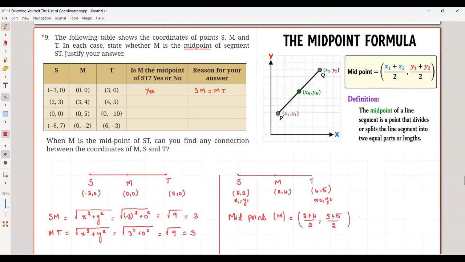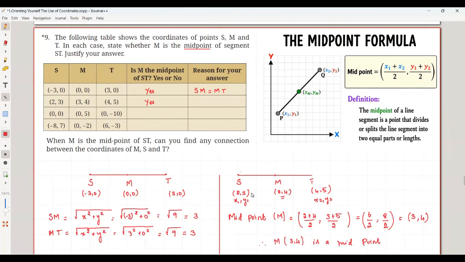Now just simplify. 2 plus 4 is 6 by 2, comma 3 plus 5 is 8 by 2. 6 by 2 is 3, comma 8 by 2 is 4. So I am getting 3 comma 4. So M is coming as 3 comma 4, so we can say M is the midpoint. Therefore the point M is coming as 3 comma 4, it's a midpoint. Here also I can write the answer is yes.